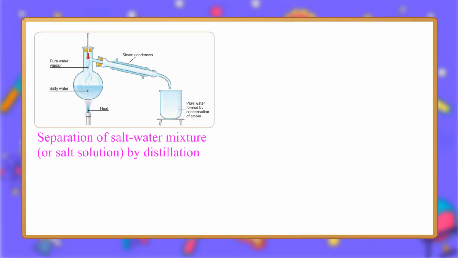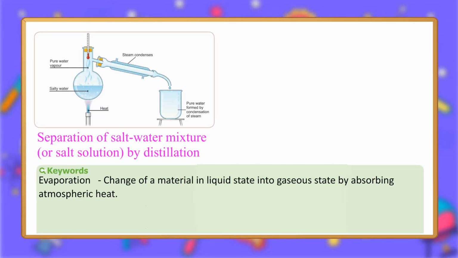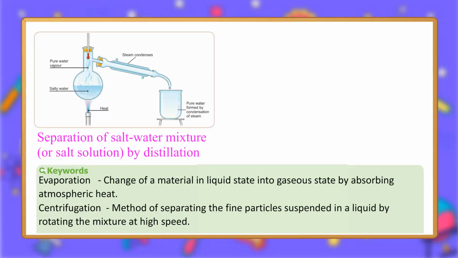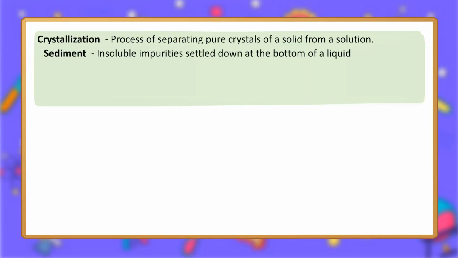Pure water vapor. Salty water. Heat. Steam condenses. Pure water formed by condensation of steam. Keywords. Evaporation. Change of a material in liquid state into gaseous state by absorbing atmospheric heat. Centrifugation. Method of separating the fine particles suspended in a liquid by rotating the mixture at high speed. Crystallization. Process of separating pure crystals of a solid from a solution.